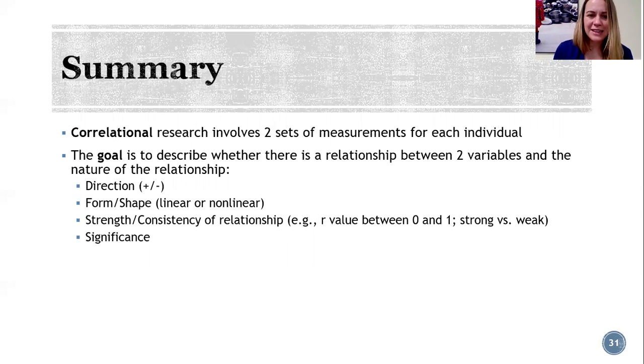So to summarize, correlational research involves two sets of measurements for each individual. Our goal is to describe a relationship between those two variables, and we can talk about the nature of that relationship as well. We can talk about whether it's positive or negative, or if there's no relationship, whether it's linear or nonlinear, and whether that relationship is strong, moderate, or weak. And then finally, by doing some statistics, we can really say whether that relationship is meaningful or not.